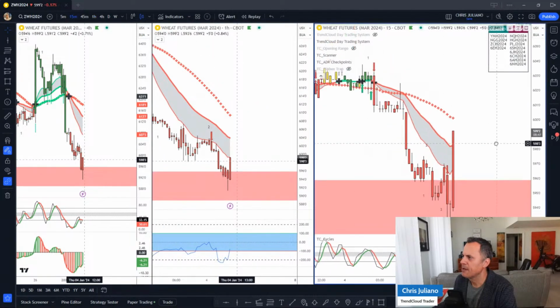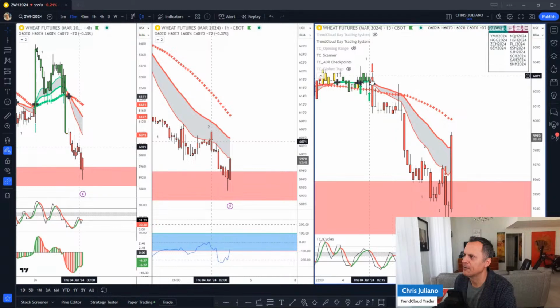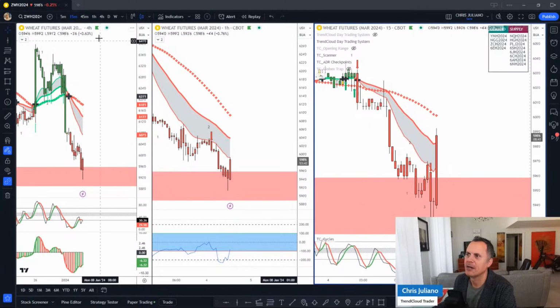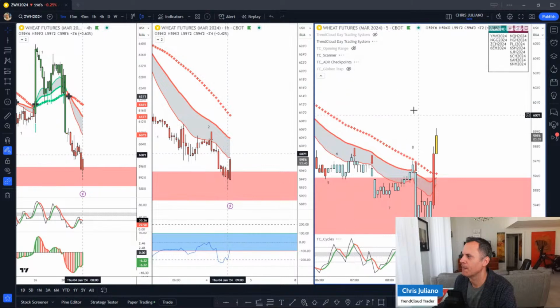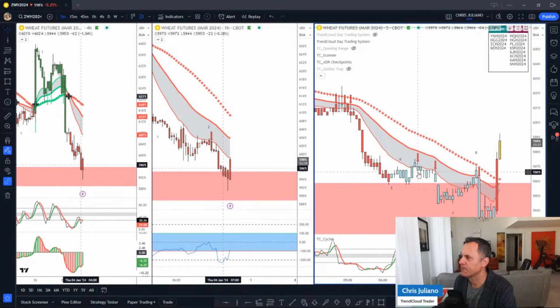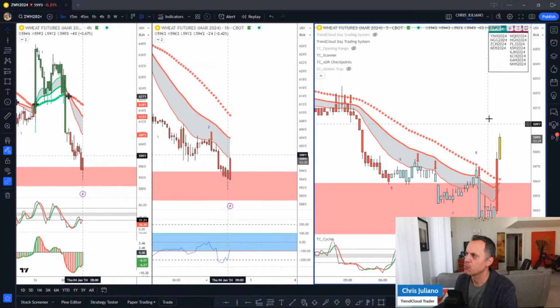But do you see how TrendCloud got us in on that 5-minute chart early in the day, right? 7 o'clock in the morning, if we took that trade right there, we would have made money. We'd be out already. So really important to look at your zone scanner early in the morning.